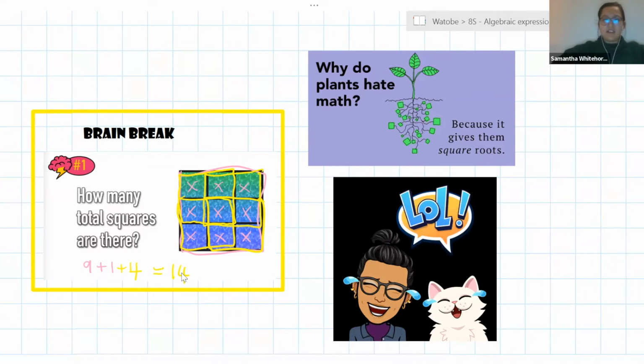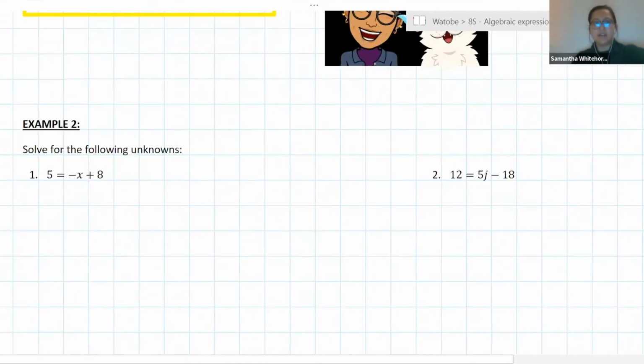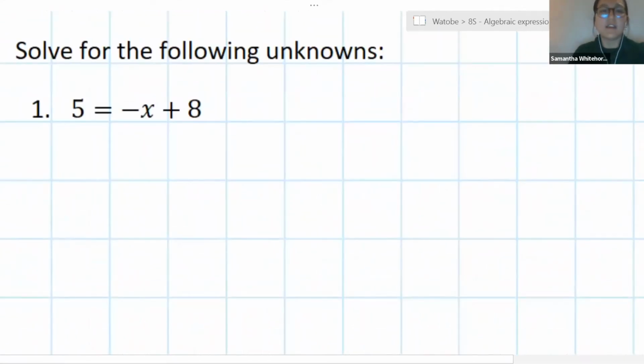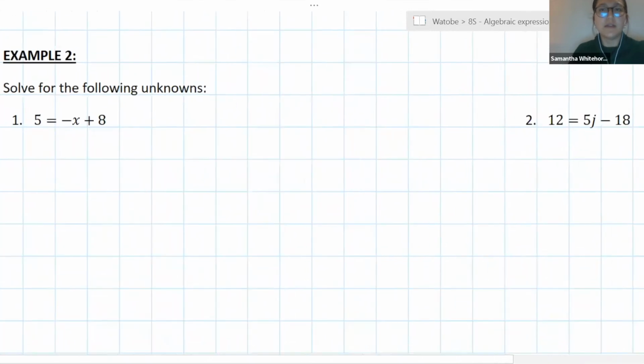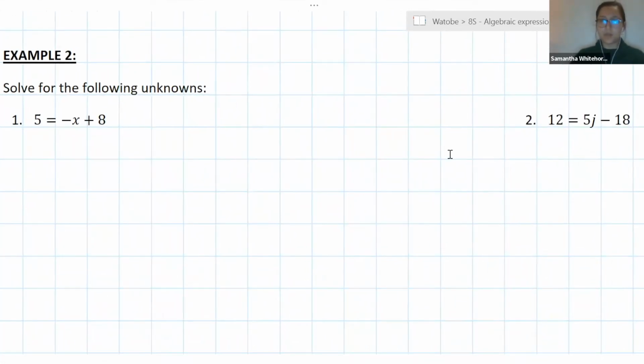Alrighty. Okay, guys, are we ready to do some more equations? Wonderful. That's what I like to hear. Okay, I think I can give you 2 at a time here. So there's question 1 and there's question 2. Question 1, we've got 5 equals minus x plus 8. And question 2, we've got 12 equals 5j minus 18.